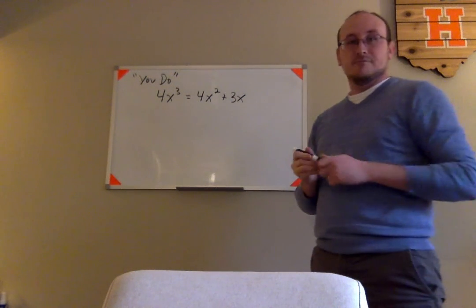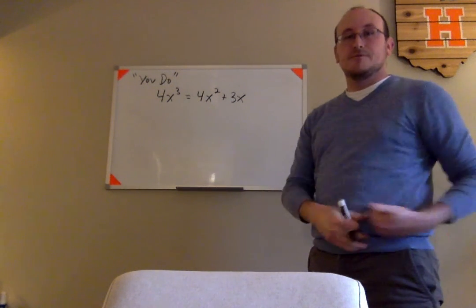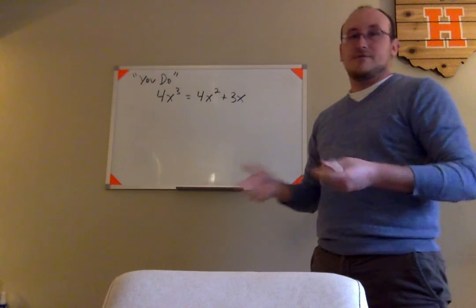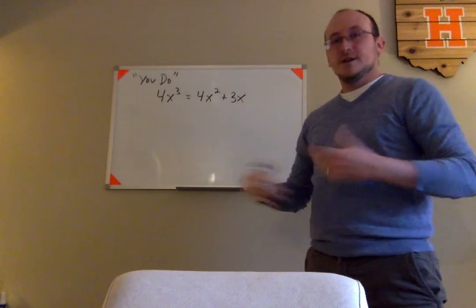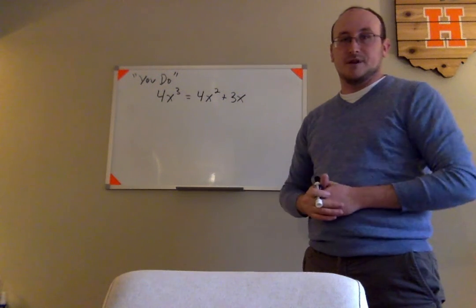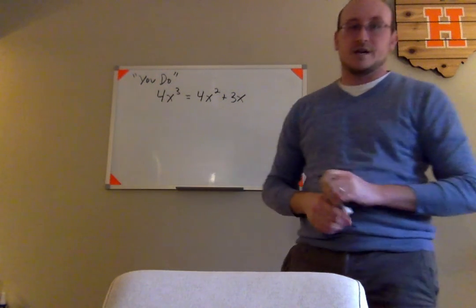So take a look at that one. Remember, get everything equal to 0 first. I might recommend moving these two terms over there. And then factor out a greatest common factor if you can, continue to factor what's left, or if you can't see how to factor what's left, try to use the quadratic formula to finish it off. Then you can check how you did here shortly.